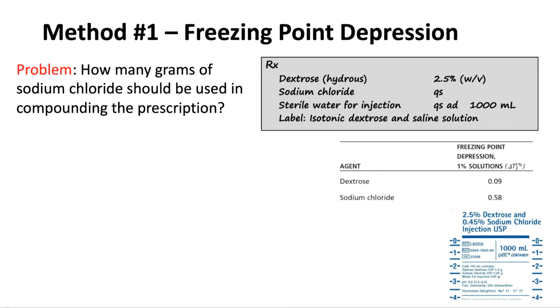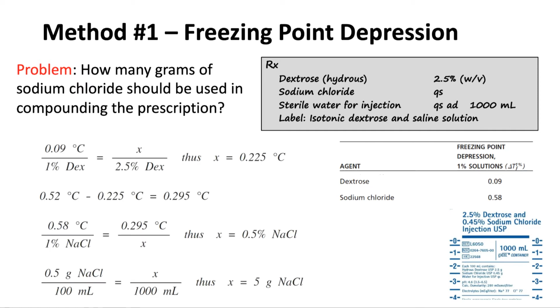The first step to do that, though, remember, is we know that we need an exact amount of dextrose. We need 2.5%. So let's start by figuring out how much reduction in freezing point will be caused by the amount of dextrose in our solution. So remember, we have a delta TF 1% value for dextrose, and it was 0.09 degrees Celsius. So the first thing we'll do on the left-hand side here, let's set up that proportion or that relationship. We know from the textbook that you get 0.09 degrees Celsius reduction with a 1% concentration of dextrose.